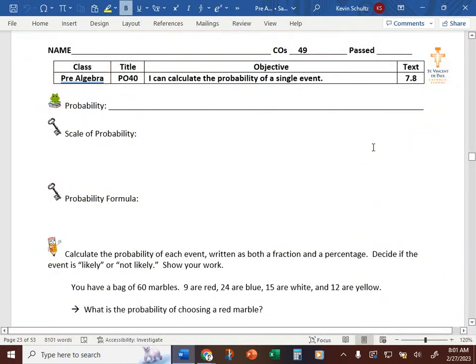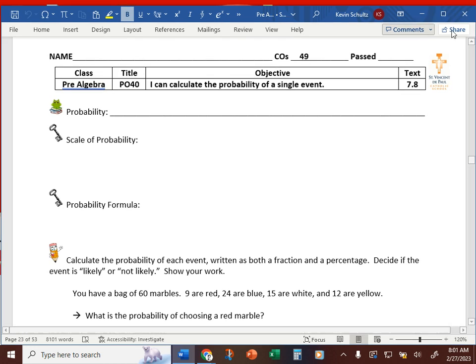Hello everyone, good day, pre-algebra. We are continuing on our probability unit with calculating probability of a single event.